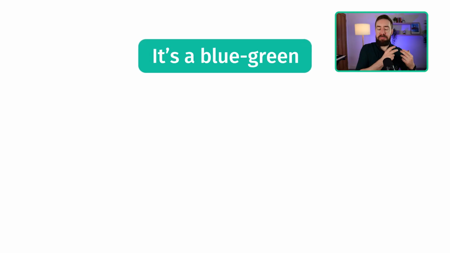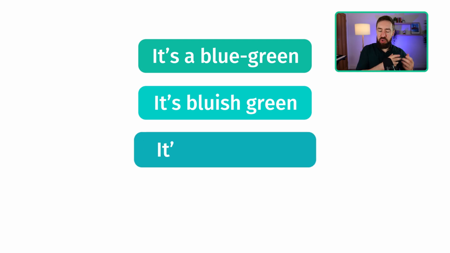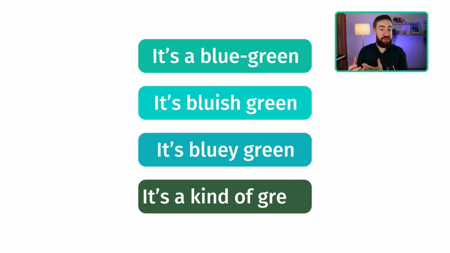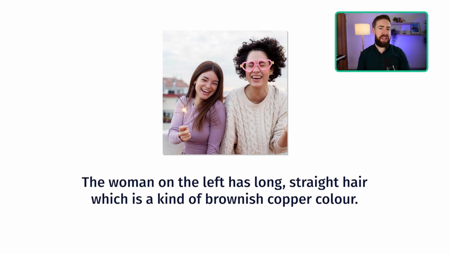So you could say, it's a blue-green, or it's bluish green, or it's a bluey green, or it's a kind of green. And you can switch those around and say it's a greenish blue, a greeny blue, a kind of blue, many different ways. But you can use those structures if you're not sure, you know it's not a red, and you know it's not a brown, it's somewhere in the middle. And those are nice phrases to use as well. So in our answer about the photo, we could say something like, the woman on the left has long, straight hair, which is a kind of brownish copper color.